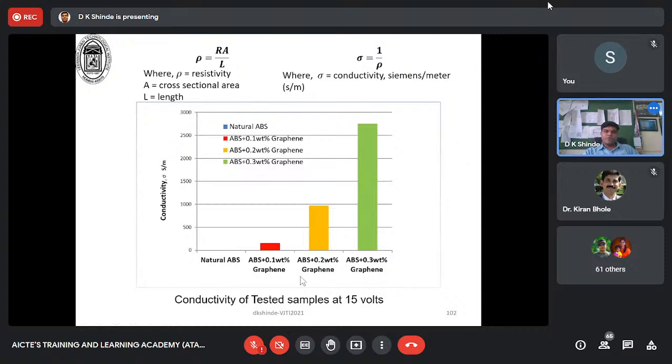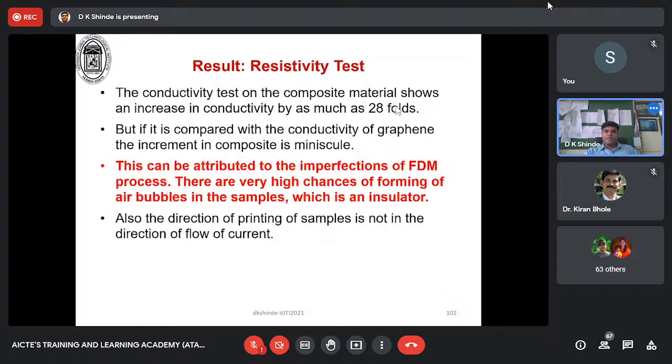For the conductivity test at a particular voltage, increasing voltage also plays an important role. At this low voltage of 15 volts DC, 0.3 has shown the highest, around 300 Siemens per meter, the highest electrical conductivity as compared to natural ABS at zero. So it has exponentially increased the electrical conductivity of the graphene ABS nanocomposite printed using 3D printing methods.